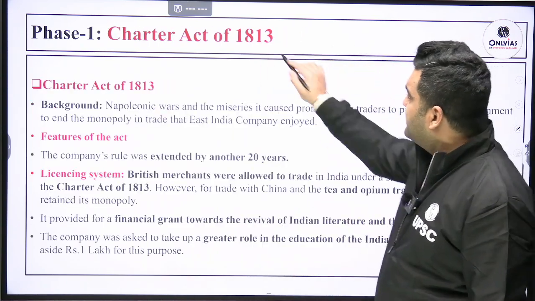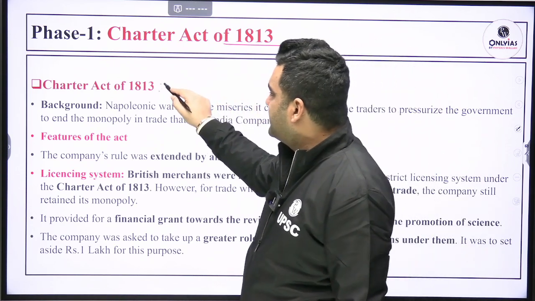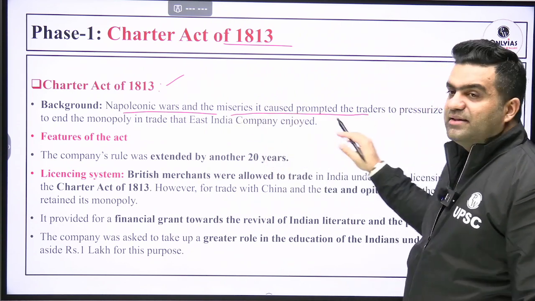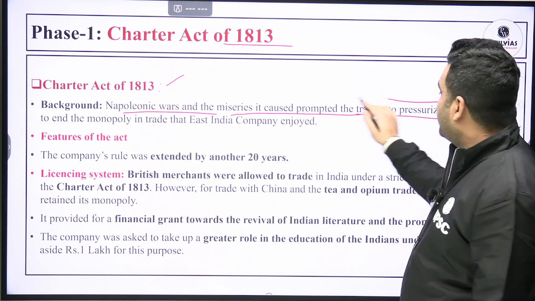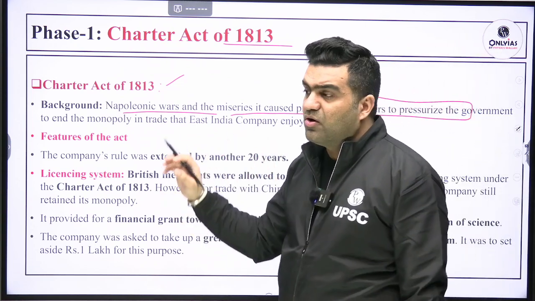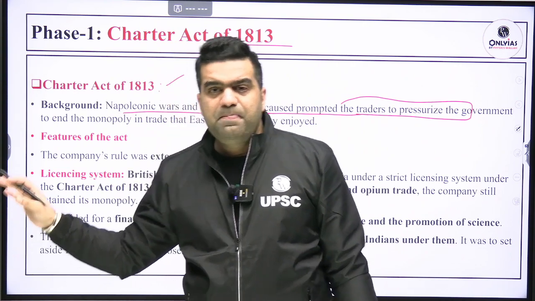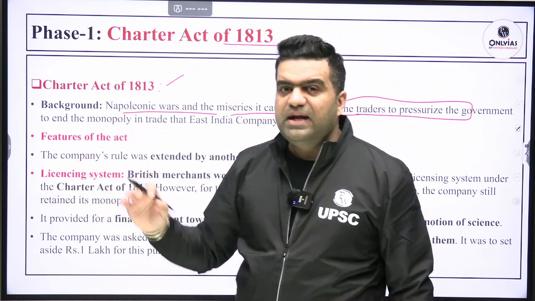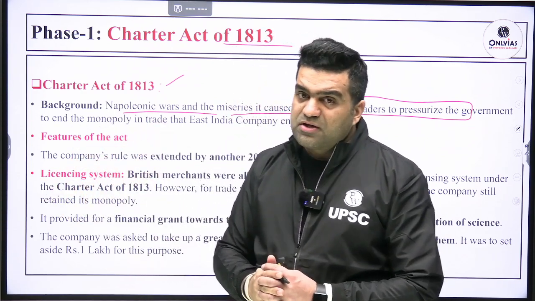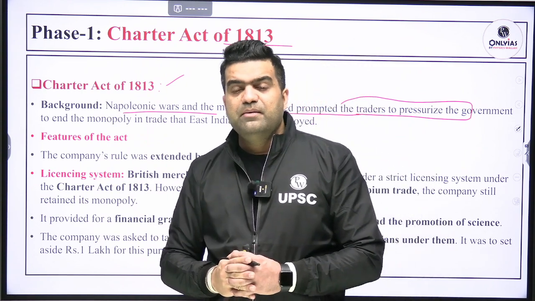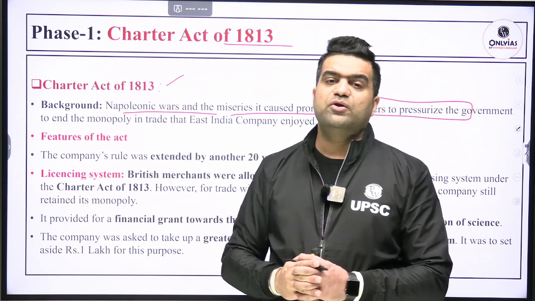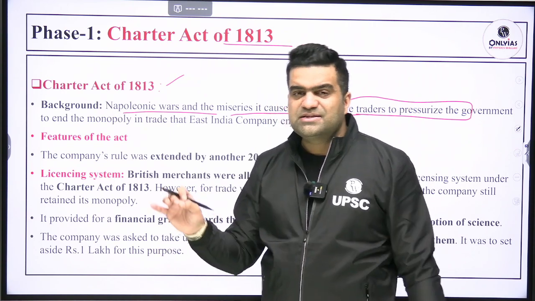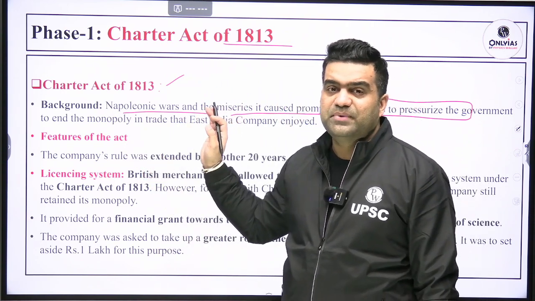Now, Charter Act of 1813. The Napoleonic Wars and the miseries that it caused prompted the traders to pressurize the government to end the monopoly. Because of the wars by Napoleon, the traders were looking outside their domain to trade in India. But because of the Regulating Act of 1773, the British East India Company was given the monopoly by the British Parliament; the license was given only to the British East India Company.